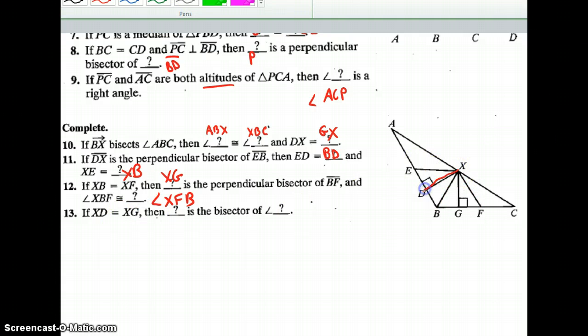XD is congruent to XG. So the distance there is the same. Then blank is the bisector of angle. Ooh, we're talking about angle bisectors. This is kind of the converse of number 1. X is equidistant from this line and this line. That means X is on the angle bisector of that. Well, if you connect it to B, you're going to see it's that line there. So these angles are the same. So XB, start at B, go through X, is the bisector of angle ABC.